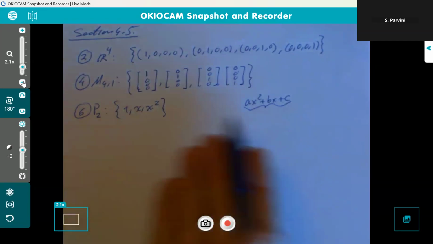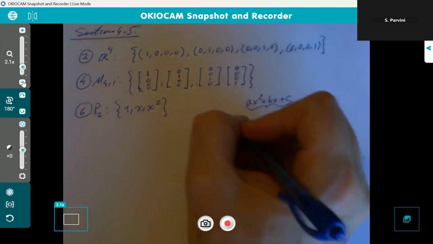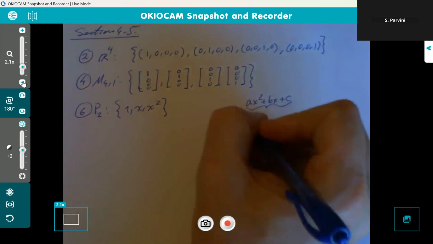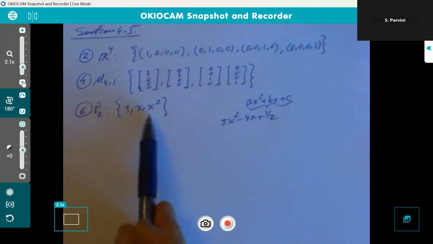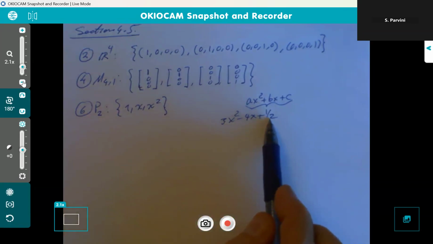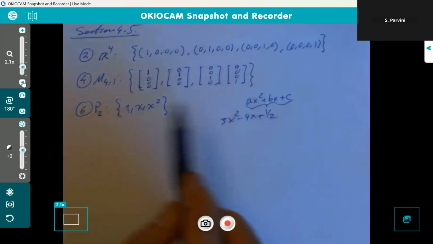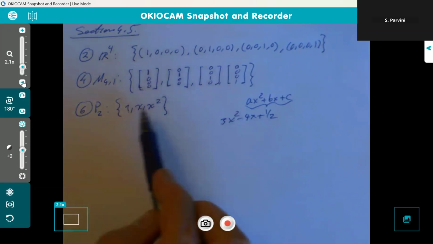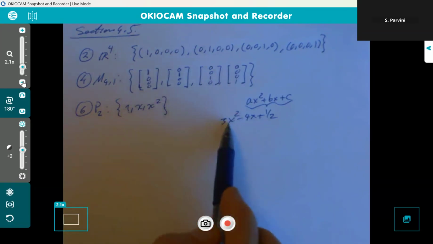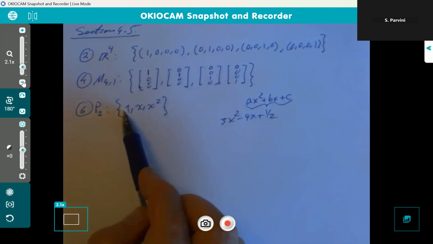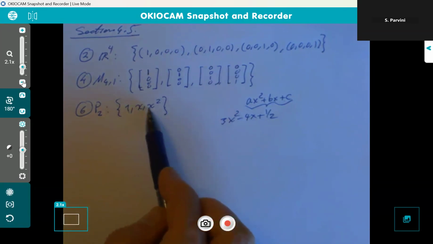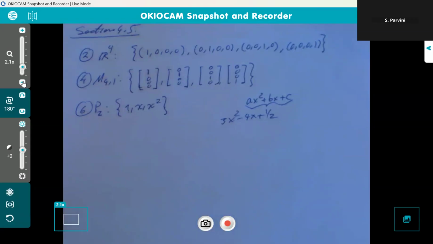In other words, every second degree polynomial, like if I say it's 3x squared minus 4x plus a half, there you go. It's going to be in here. The constant is a half, right? So it's going to be a half times 1. Coefficient on x is -4, so -4x. Coefficient on x squared, 3x squared. So it's going to be C1 times 1, C2 times x, C3 times x squared. And there's your basis. Okay, so we got that one.